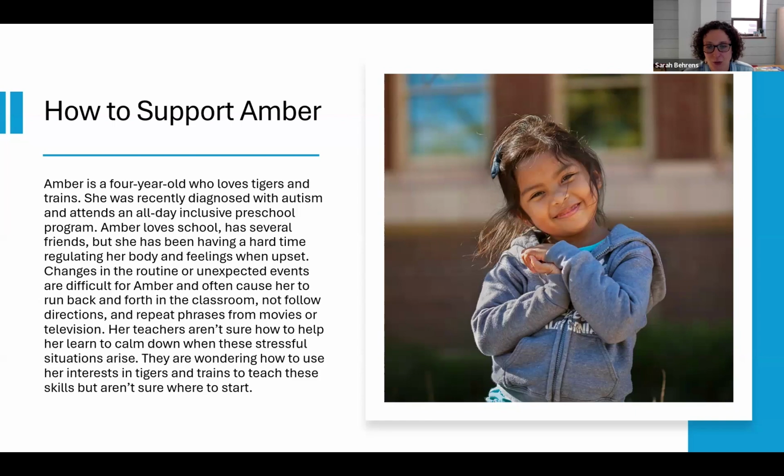She absolutely loves school. She has several friends, but she's been having a hard time regulating her body and feelings when she's been upset. Changes in routine can be hard, and it can cause her to kind of run back and forth in the classroom, have difficulty following directions and repeating phrases from movies or television. So her teachers aren't sure how to help her learn to calm down. They're wondering how to use her interest in tigers and trains to teach these skills.